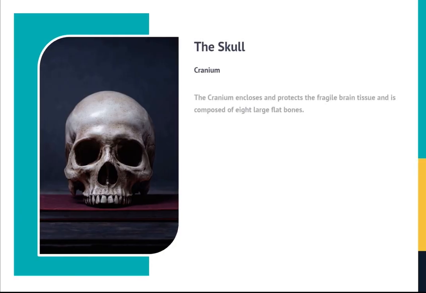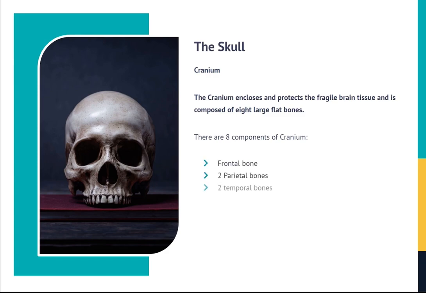Cranium. The cranium encloses and protects the fragile brain tissue and is composed of 8 large flat bones. There are 8 components of the cranium: frontal bone, 2 parietal bones, 2 temporal bones, occipital, sphenoid, ethmoid.